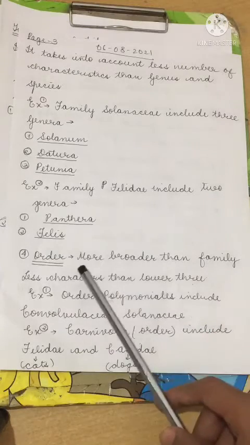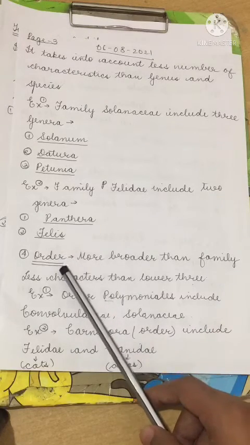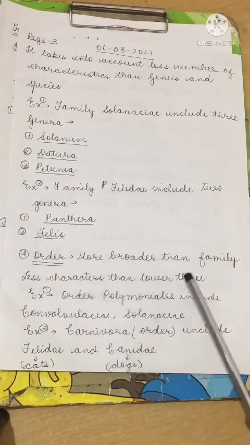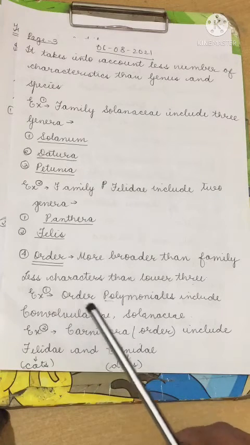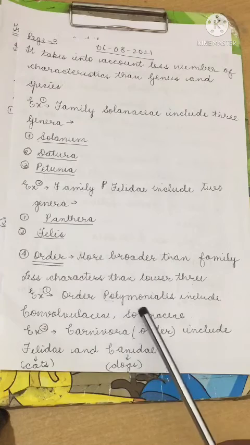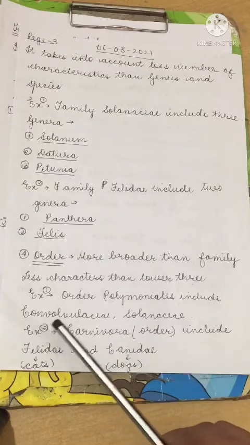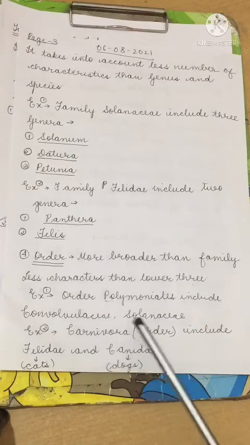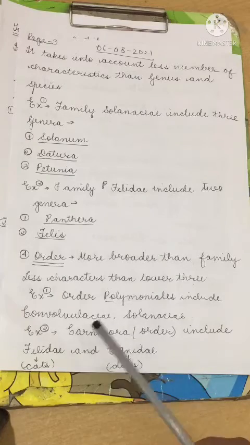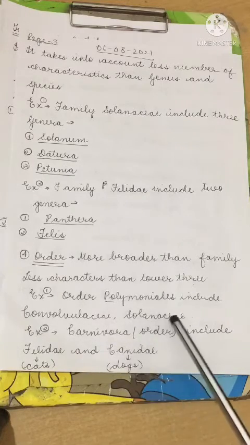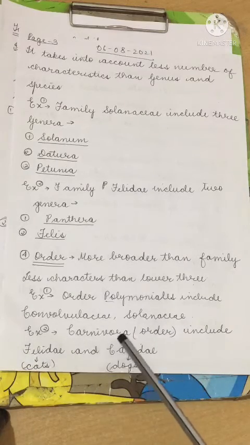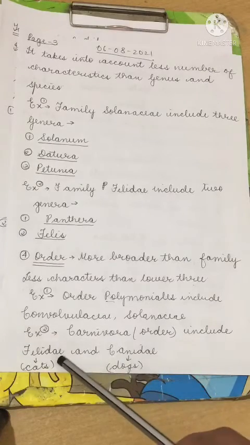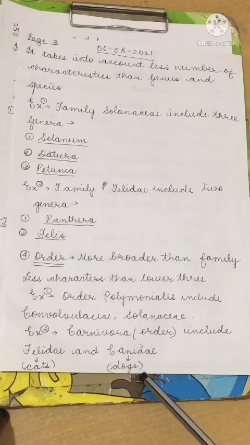The fourth one is order. Order includes the group of families. It is broader than family and contains fewer characteristics than the lower three. First example is Polymoniales, which includes Convolvulaceae and Solanaceae. These two are actually families, and these two families are in the order Polymoniales. The second example is Carnivora, which is an order, and it includes two families, Felidae and Canidae. Felidae is the family of cats and Canidae is the family of dogs.